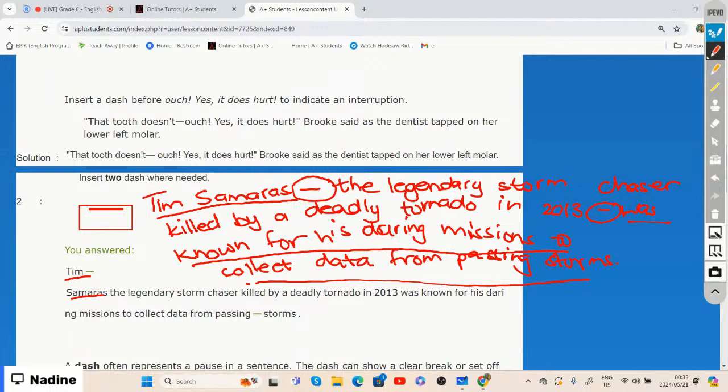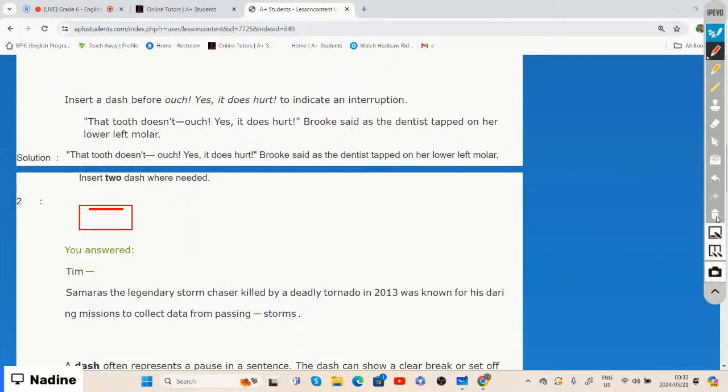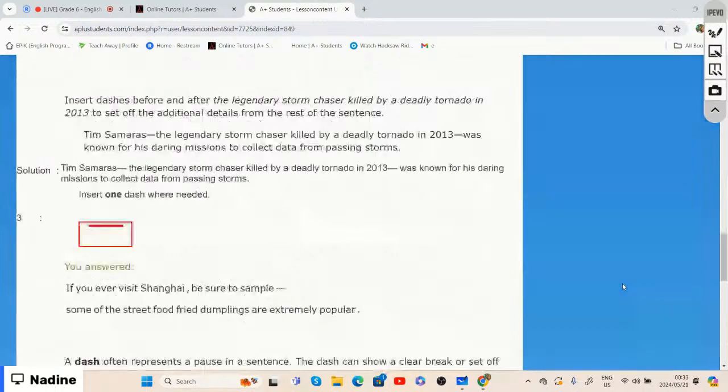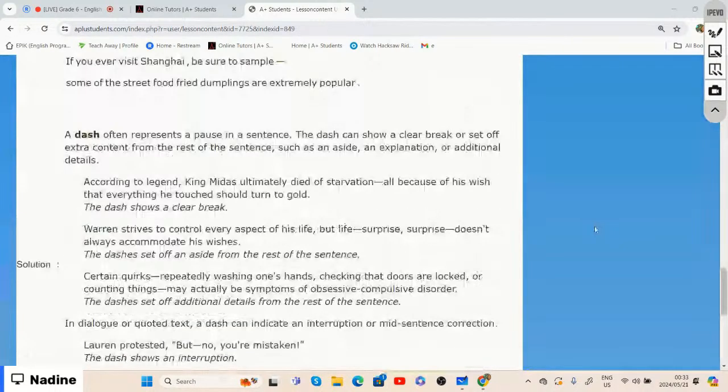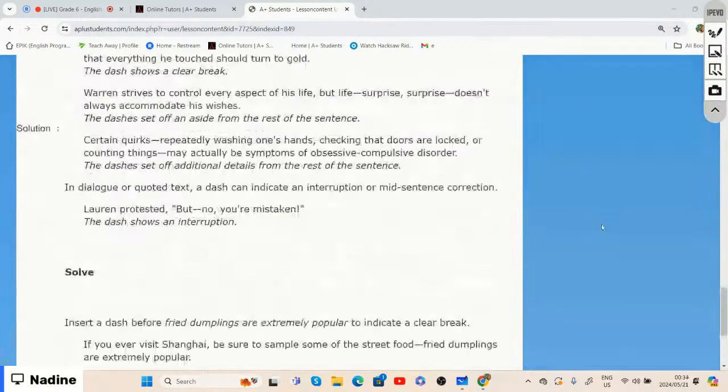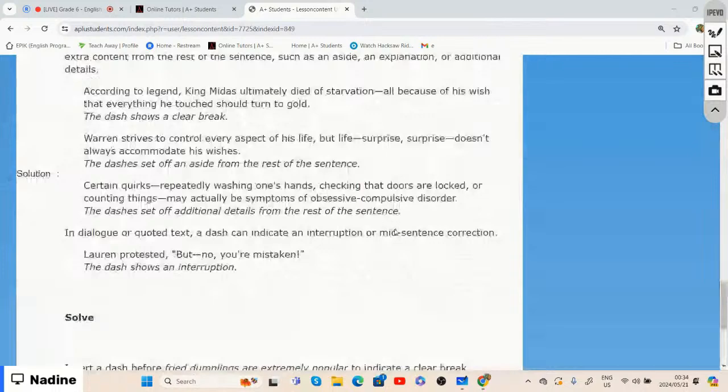So those two dashes show pauses, and they set off the extra explanations that are added to that sentence, right? So that is basically how we add or identify dashes within a sentence.